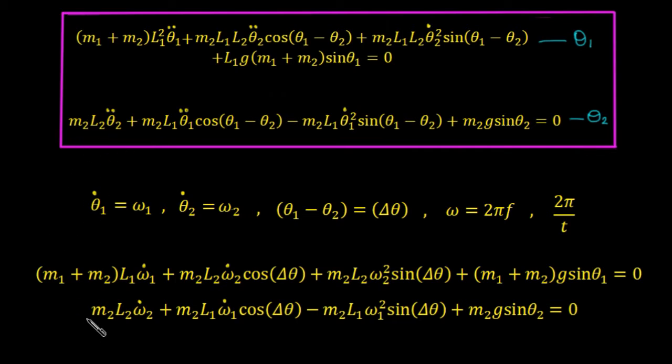So the second one here, we're going to get the m2L2, and we'll have omega 2 dot for this one, then m2L1 omega 1 dot times cos of delta theta. This one here is going to give us our minus m2L1 omega 1 squared sine delta theta, and this one here is going to give us our m2g sine theta 2, and that is equal to 0. So again, take your time and make sure you understand how I got from this line to this line using these substitutions. So let's take these two equations and simplify them again.